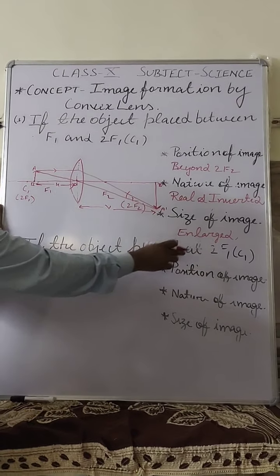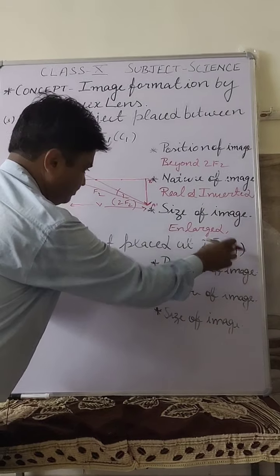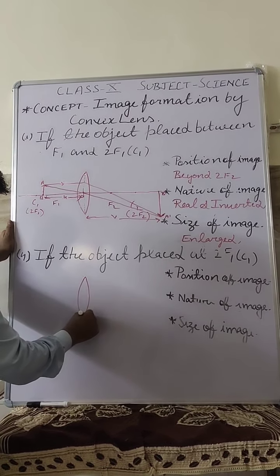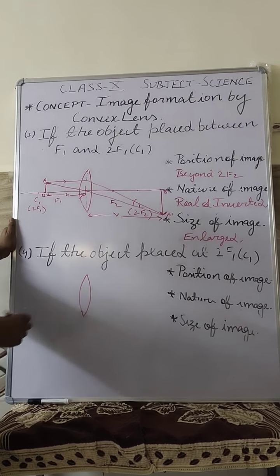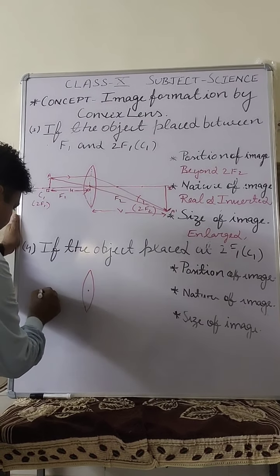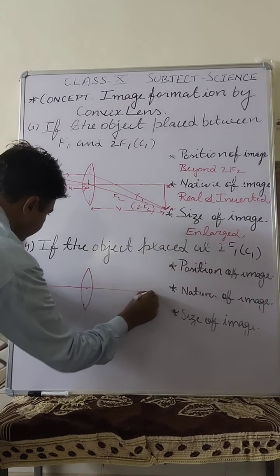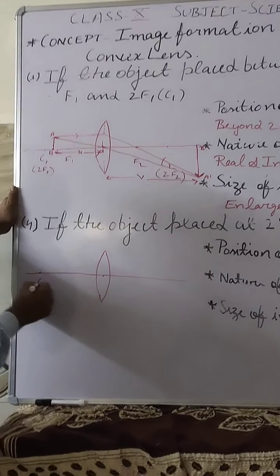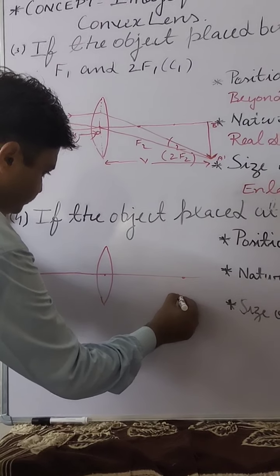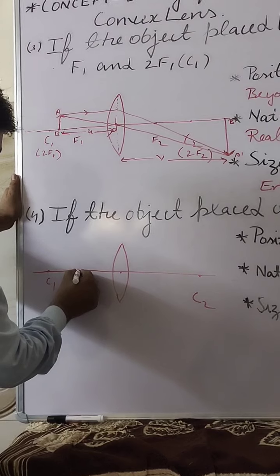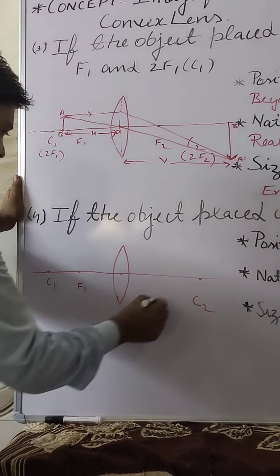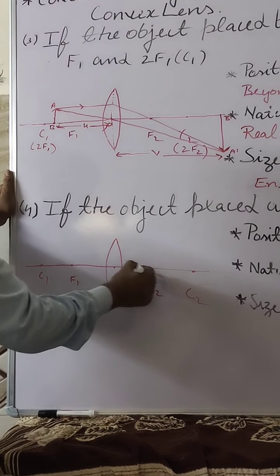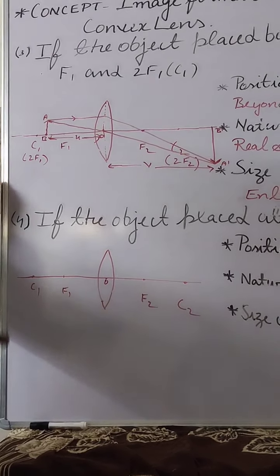If the object is placed at 2F1 or C1, how will you make the ray diagram? Again, you draw the convex lens, you take the optical center, draw the principal axis like this. Again you will take C1 here, it is C1, it is C2. In mid, what do we take? We take F1, and here we take F2, in the middle between the optical center and this.